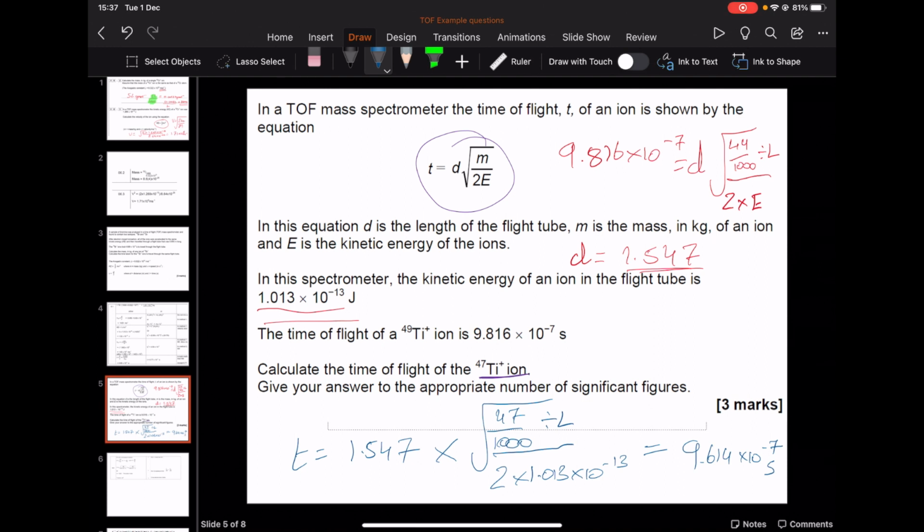So again, it's a slightly more difficult question, but the same thing in terms of the mass. You just have to remember that all the numbers they give you are in the question. So you just have to identify which numbers are which and know when to put in which number.